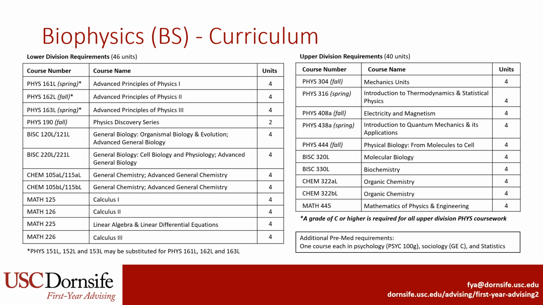There are 40 units of upper division electives required. Molecular biology, biochemistry, and both organic chemistry courses are also pre-health requirements, so students only need to add 3 courses outside of the major to satisfy the pre-health requirements.